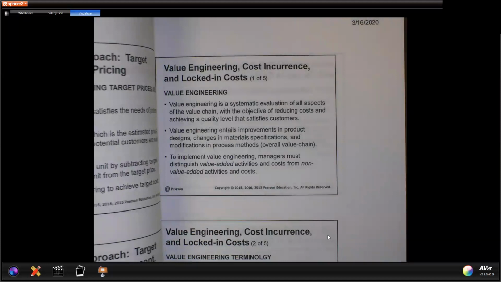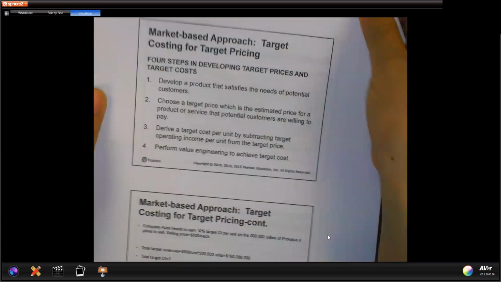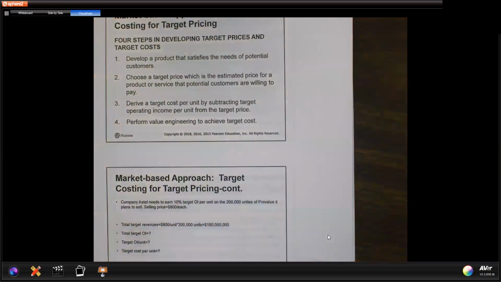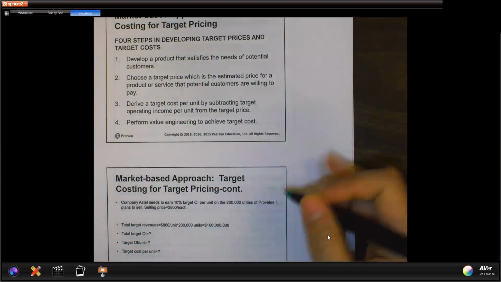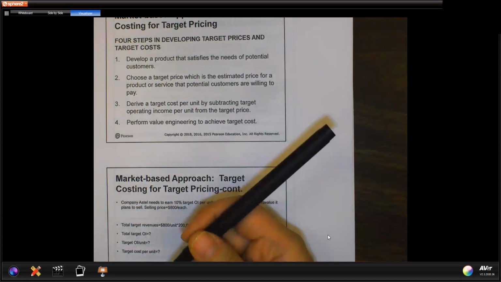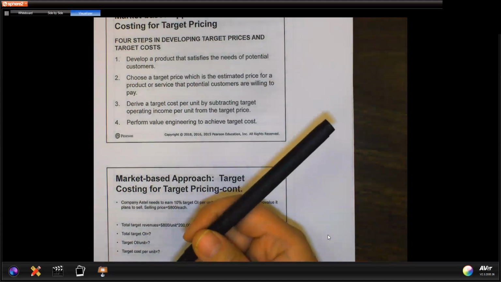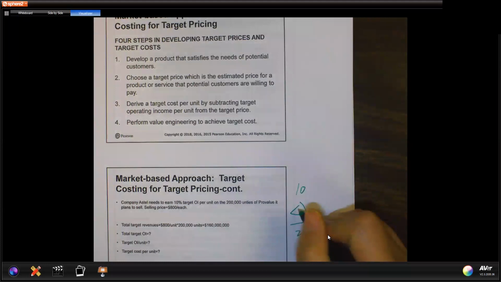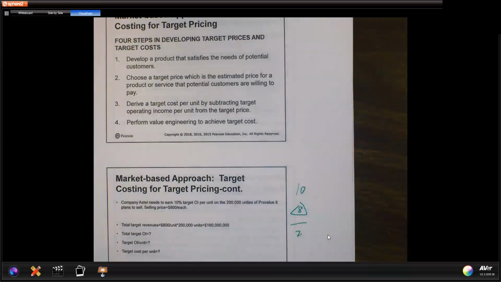Thinking about a market-based approach, you do this when the market is very competitive. The market already decided the price for you. You cannot really control the selling price, and you have a requirement for your profit. So all you can do is control the cost. So we say, hey, I want to sell this pen. Market said you can only sell at $10. And then I want my profit to be 20%, which is $2. So all I can do is control my cost to be within $8.